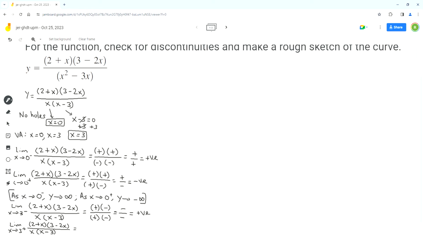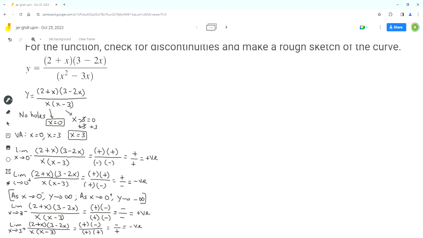So for this limit, we should use an x value to the right side of 3 but close to 3, like 3.1. So now in the numerator, the first parentheses will give us a positive value. The second parentheses will give us a negative value. In the denominator, x will be positive, and the second parentheses x minus 3 will also give us a positive value. So we'll end up with a negative over a positive, which will give us an overall negative value.